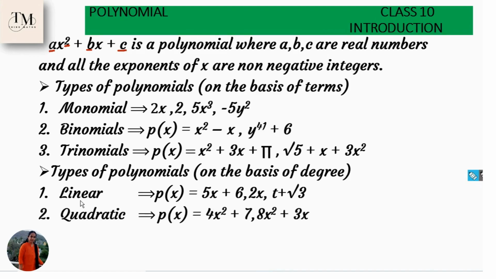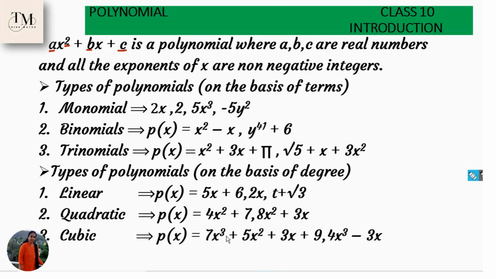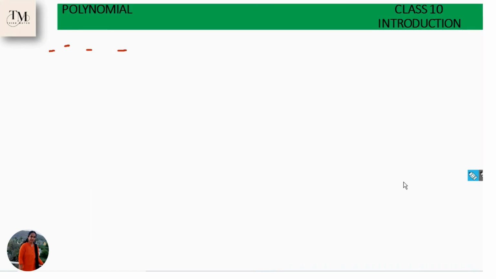Next is quadratic. Quadratic means the highest power is 2. 8x square plus 3x. Here the highest power is 2. Those polynomials are called quadratic. Next one is cubic. Cubic means 3. So if the highest power is 3, then it is called a cubic polynomial. So we have categorized the polynomials on the basis of terms and on the basis of degree.